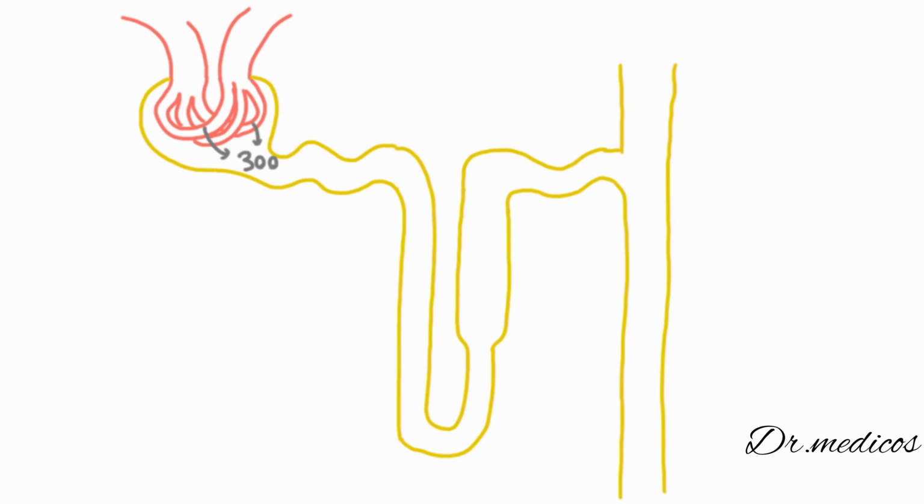You might be tempted to think that it's actually less than the concentration of the filtrate here because as we go along the PCT, we're reabsorbing sodium. However, we mentioned that water follows sodium. So actually we lose sodium and water together. So we're losing the solute and the solvent together. And so actually the concentration does not change. So it's still 300 here.